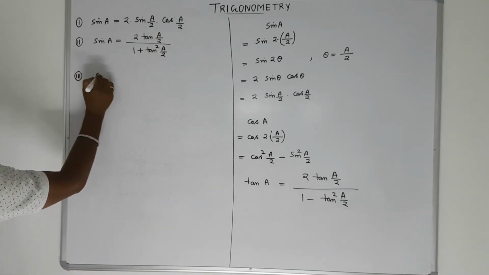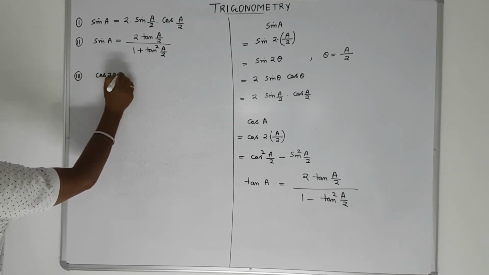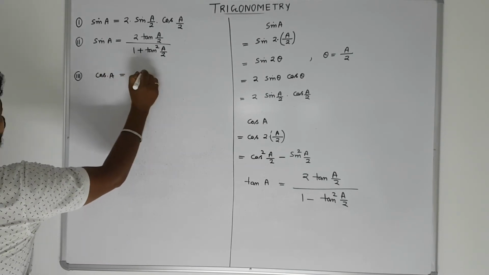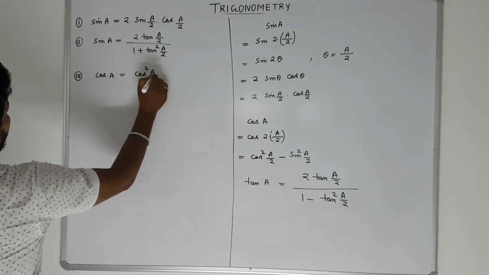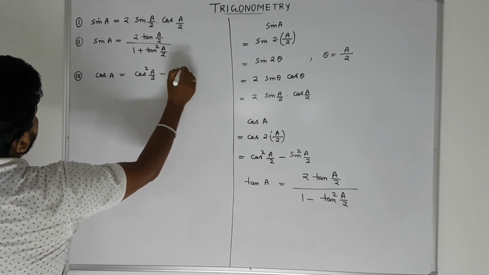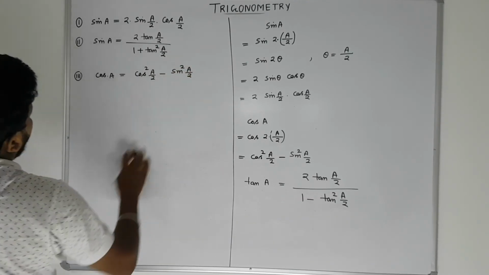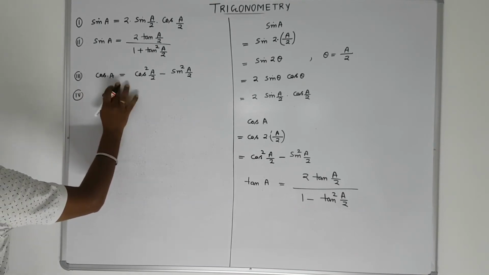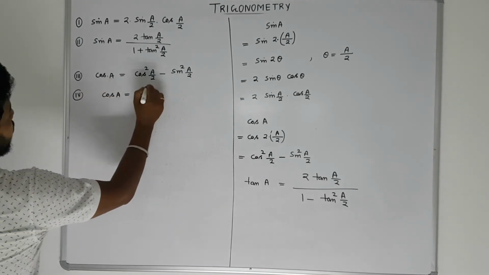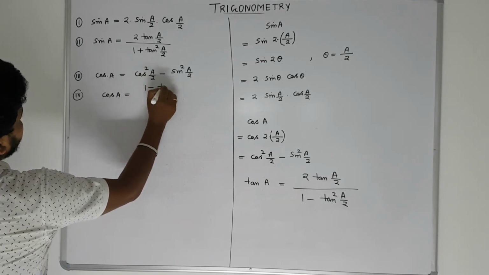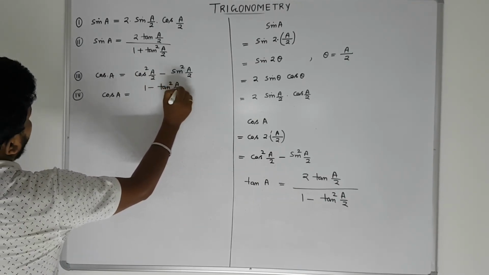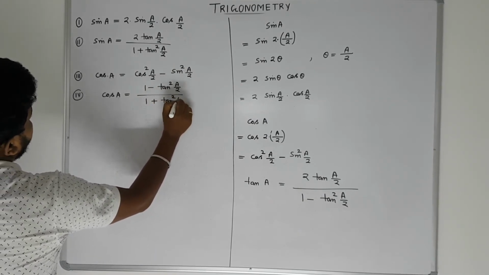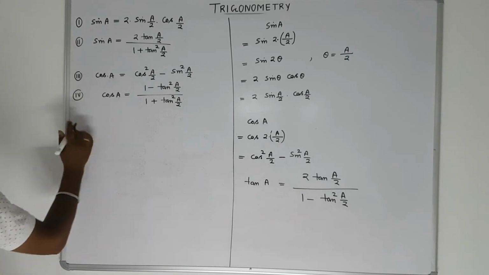Number 3, cos twice A is equal to cos square A by 2 minus sin square A by 2. Number 4, cos A in terms of tan is 1 minus tan square A by 2 by 1 plus tan square A by 2.